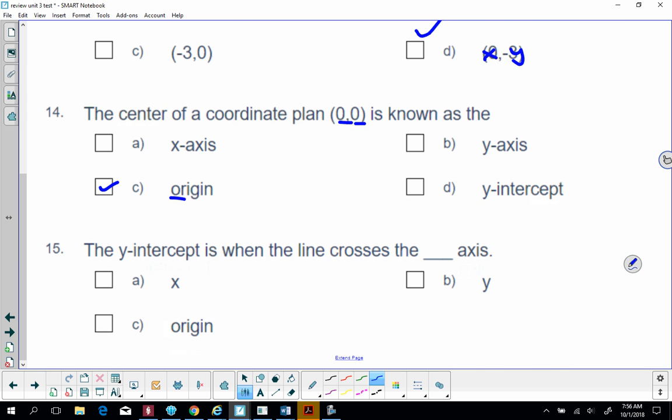The y-intercept is where the line crosses the what? Y-axis.